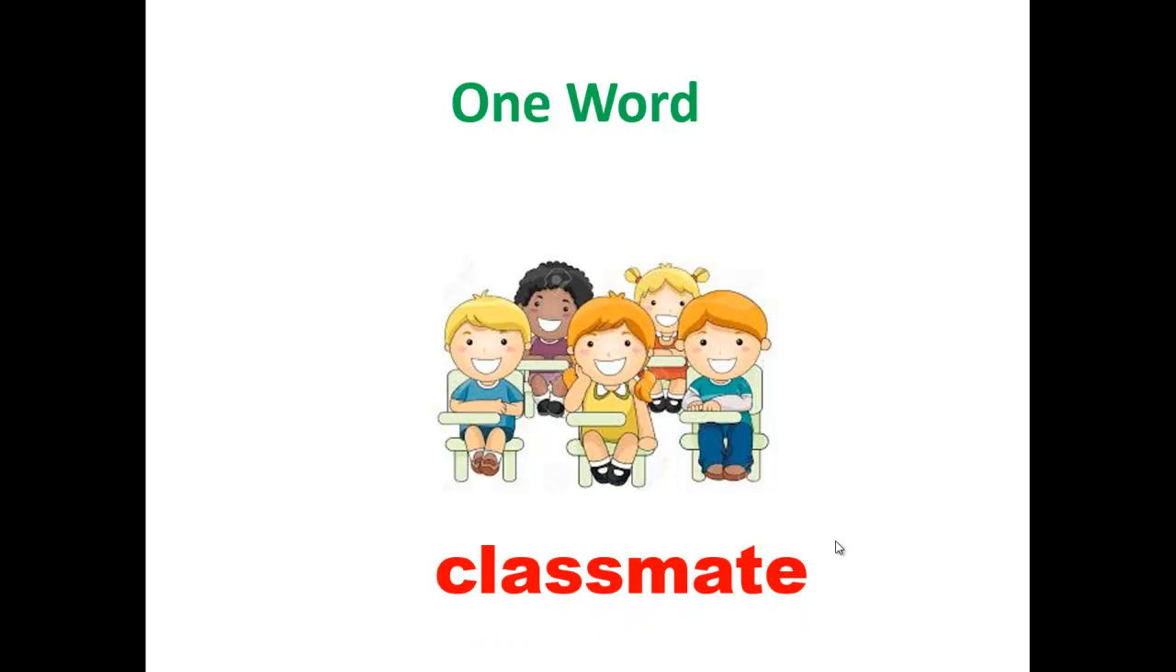Classmate. What is the meaning of the word classmate? It means a member of the class. So these kids, they are all classmates, which means that they are members of that class. Let's check the word. It's made up of two words. The first word is class. The second word is mate. The two words are used together to make up a new word. So it is a compound word. What type of compound word is it? It is a one-word compound word.